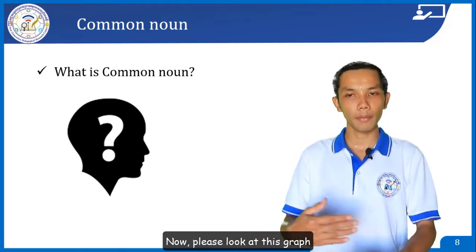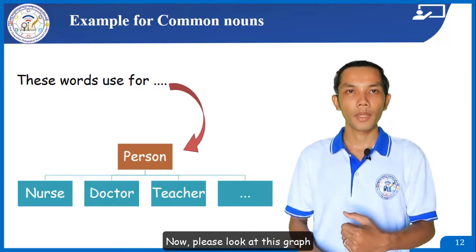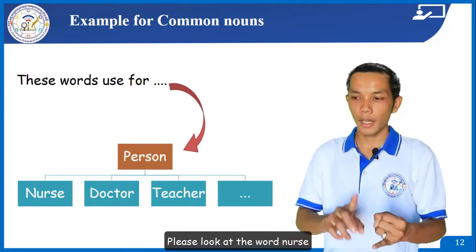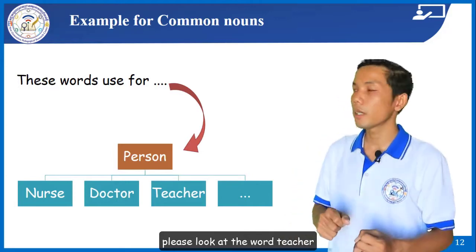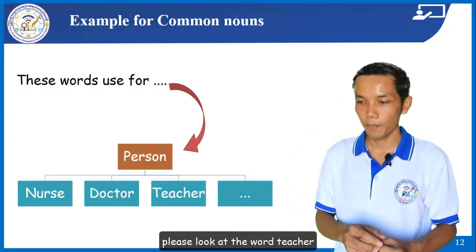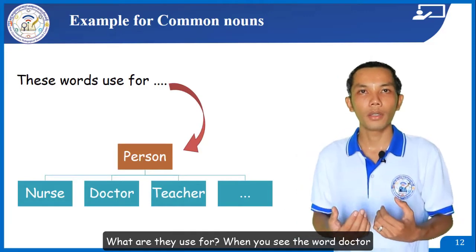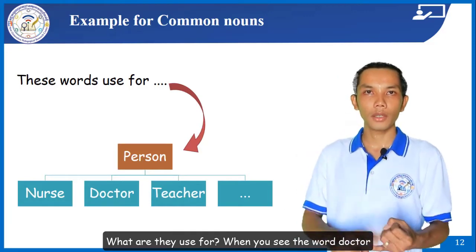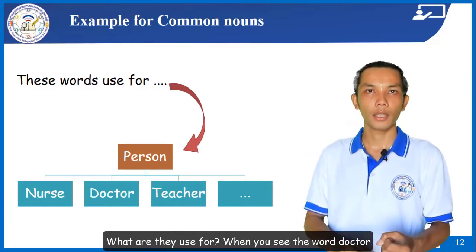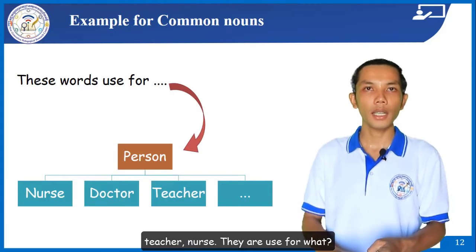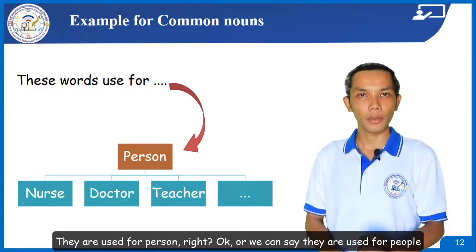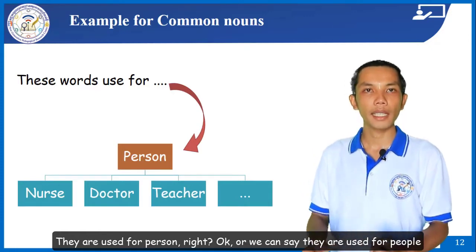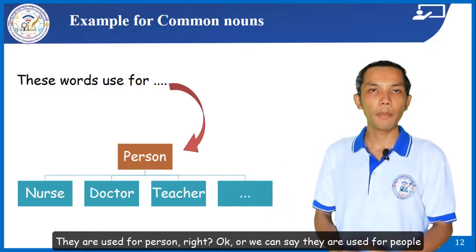Now please look at this graph. Please look at the word nurse. Please look at the word doctor. Please look at the word teacher. What are they used for when you see the words doctor, teacher, nurse? They are used for what? They are used for persons, right? Okay, or we can say they are used for people.